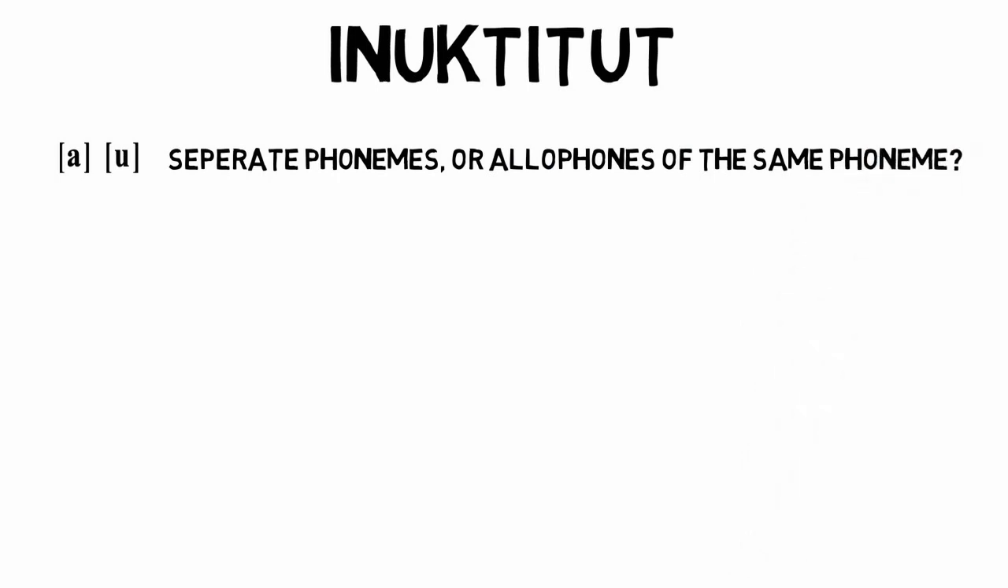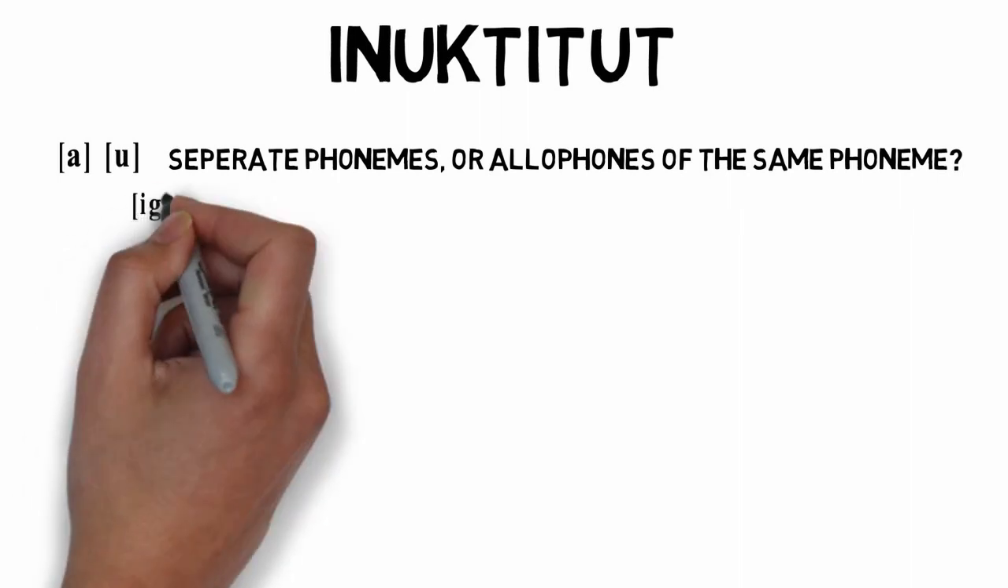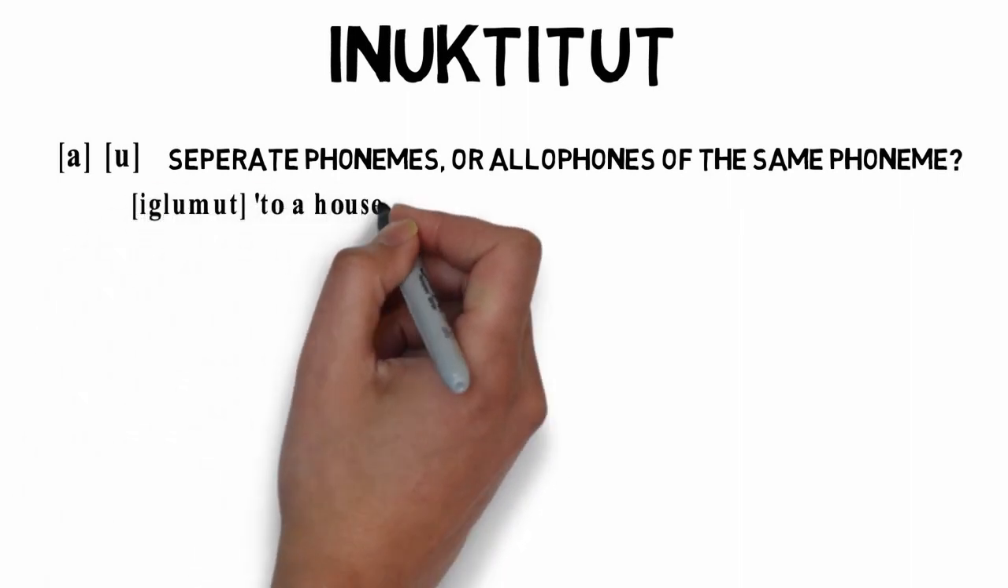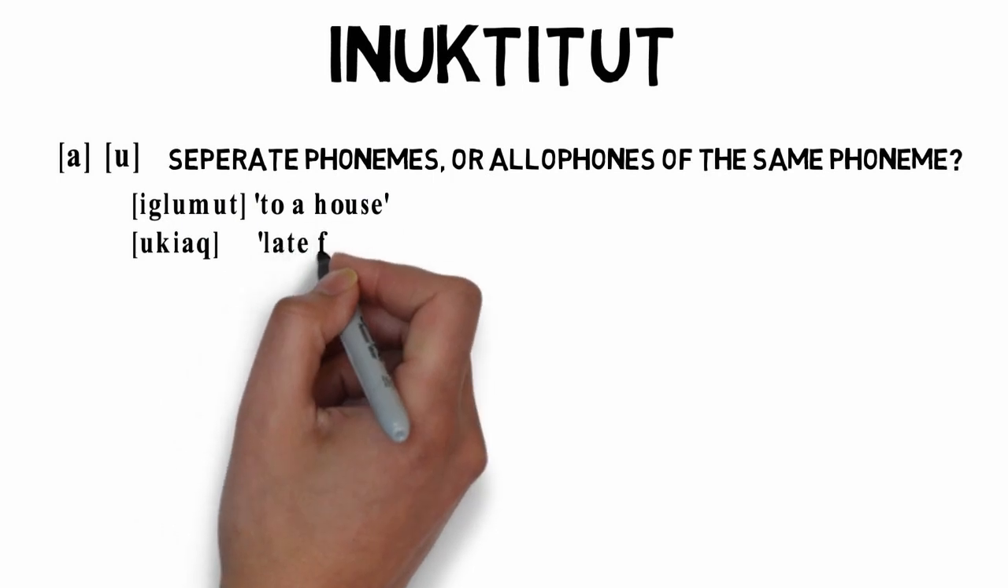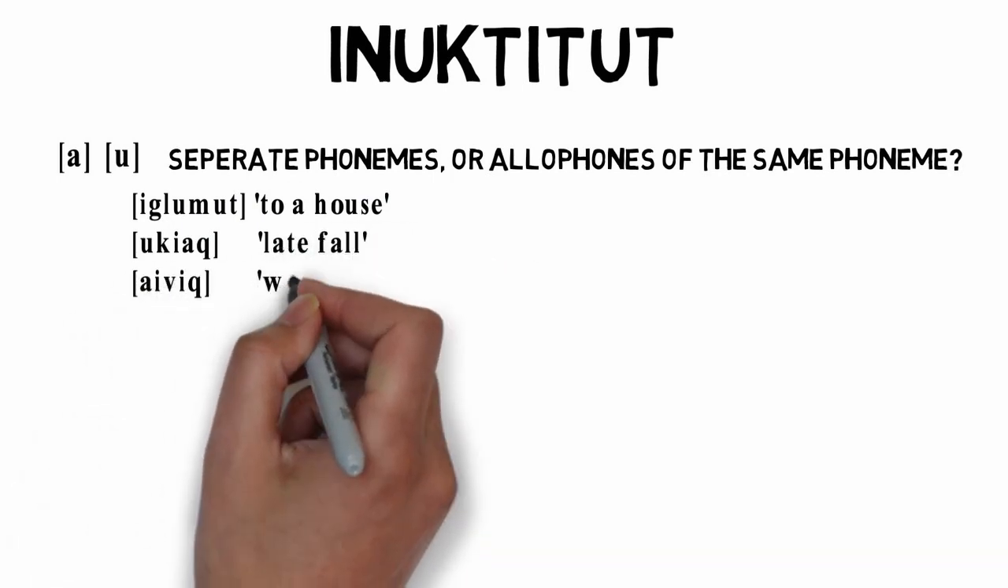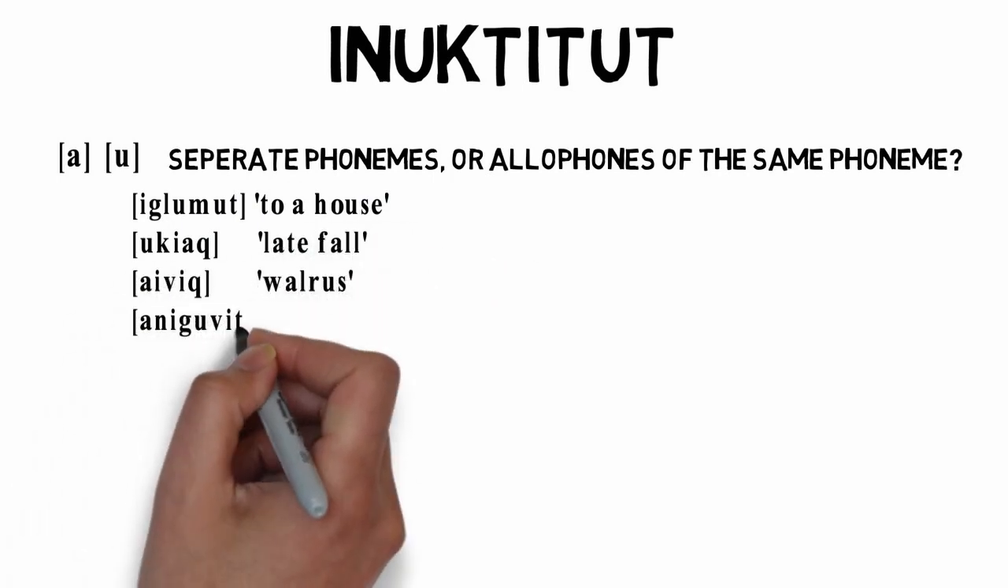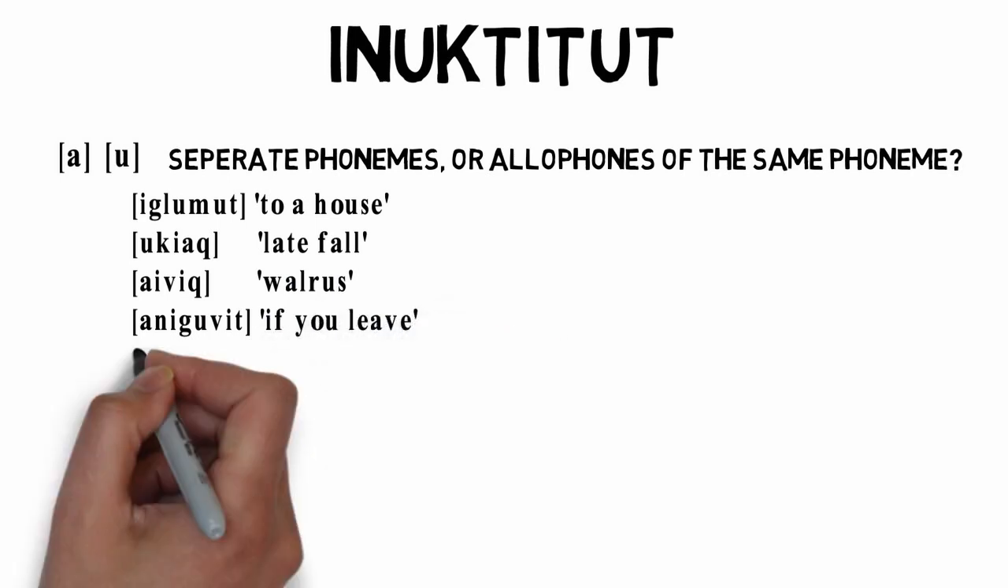Let's take a look at one other data set, this time from Inuktitut. Are A and U separate phonemes or allophones of the same phoneme? The data set we have below is again understood to be representative of the language. We need no other data.